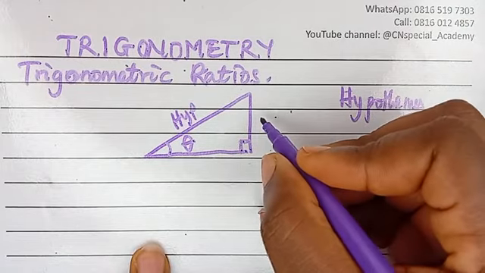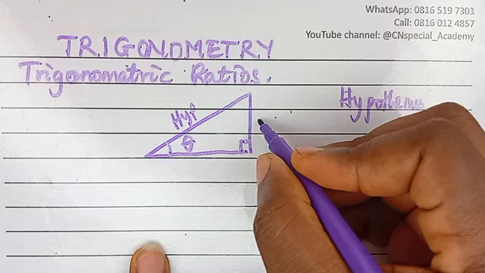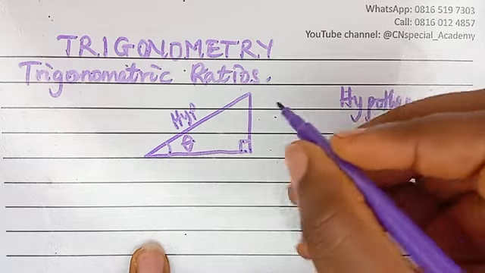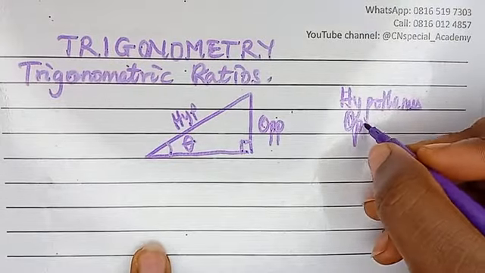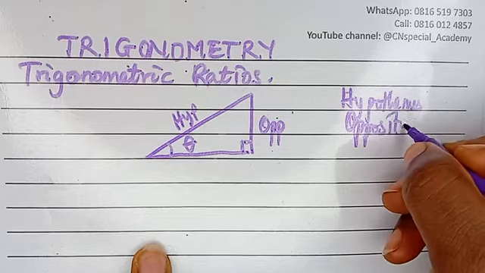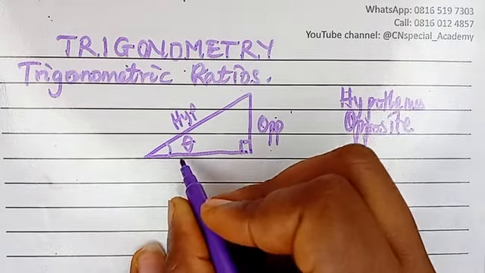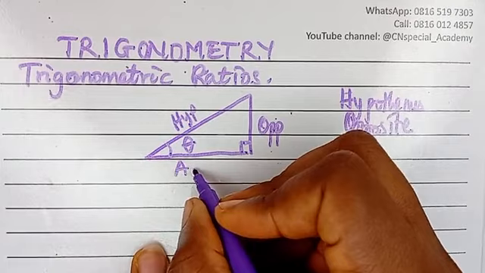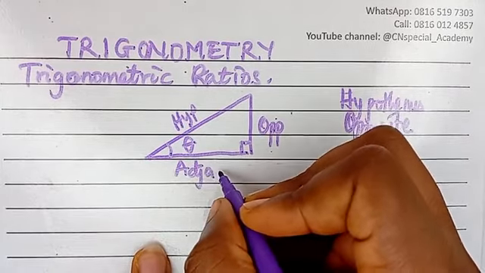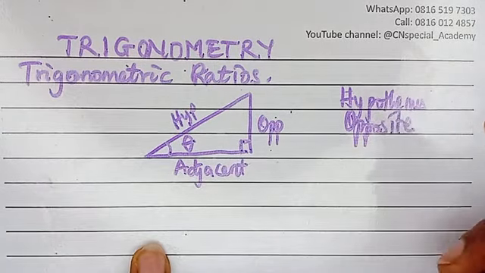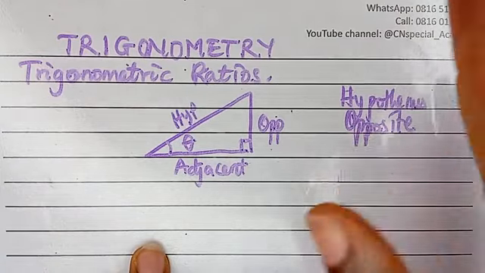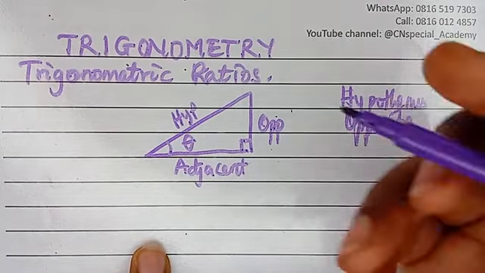And then this side that is opposite this marked angle is just called the opposite. And then the remaining side is called the adjacent side, ADJ for short. So that's the most important thing for us to note.